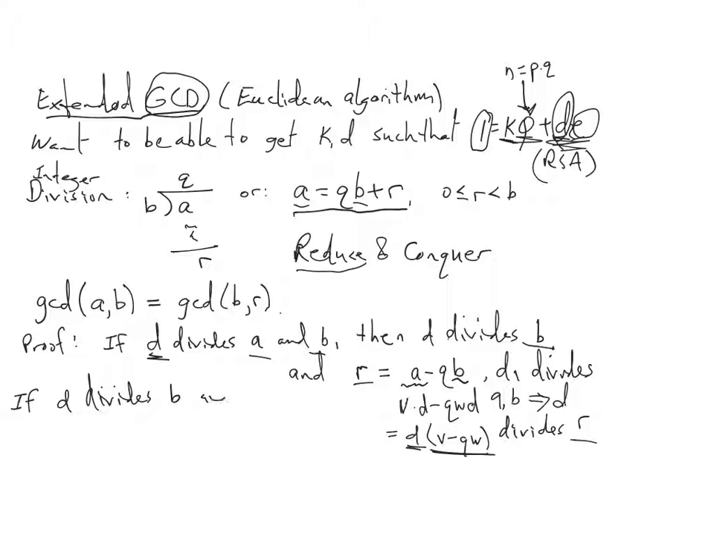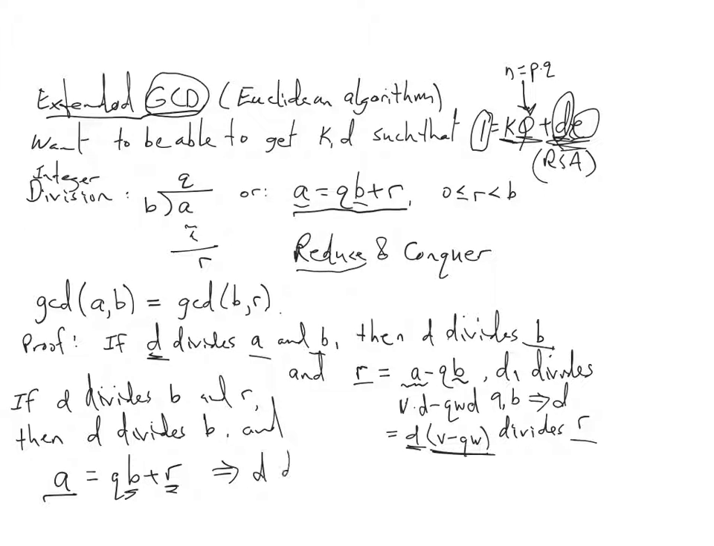B and R, then D divides B. And since A is equal to QB plus R, same argument, D divides B and D divides R, then obviously D divides A. So what we've proven is that D is a factor of A and B if and only if it's a factor of B and R. So that means the greatest common divisor that A and B has is the same as the greatest common divisor of B and R. Okay.